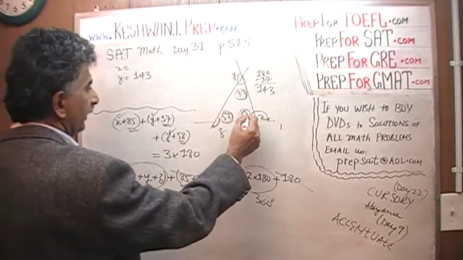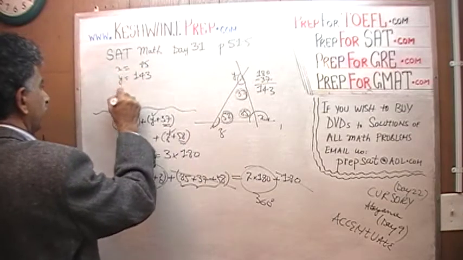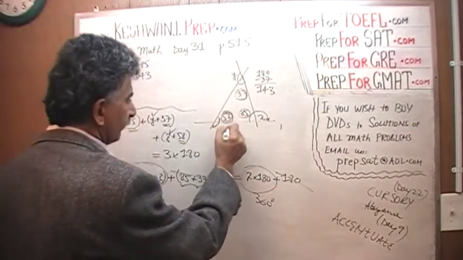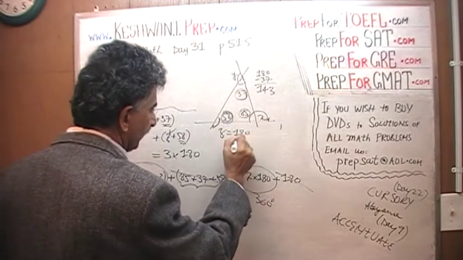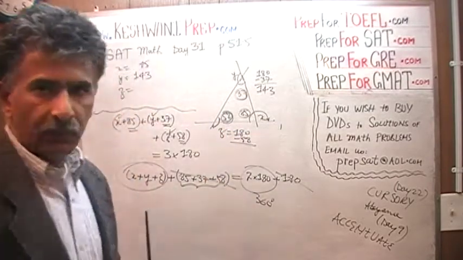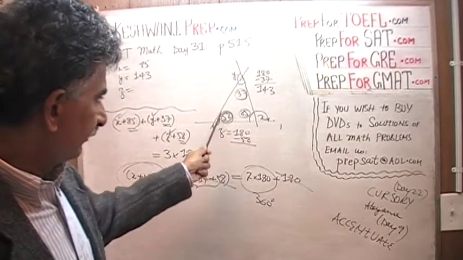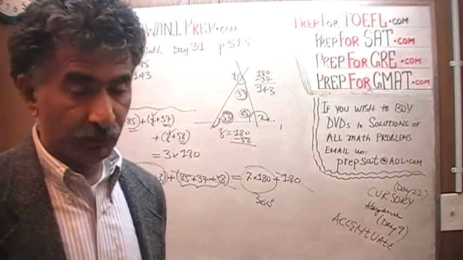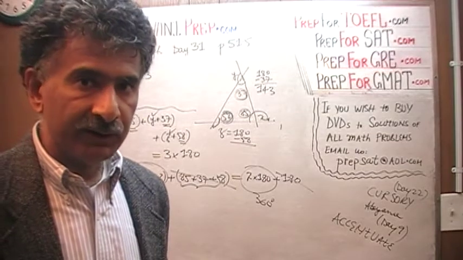143, and this one was 85. And z, right here is 58, so z is equal to 180 minus 58, because this is a straight line. Again, we know 180 minus 60 is 120. Therefore, 180 minus 58 would be 62.